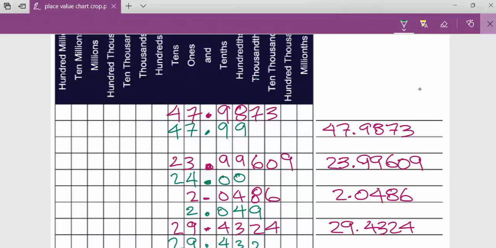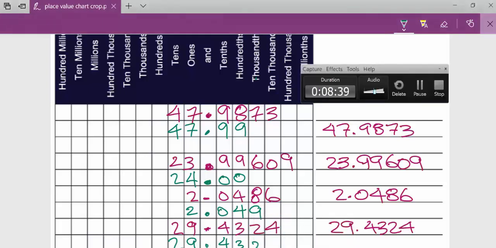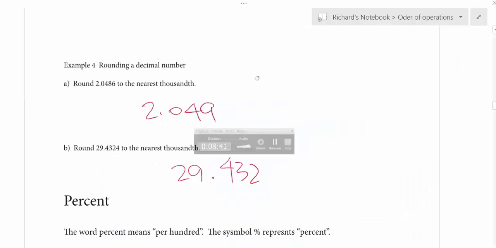So 29.432, if you were to read that, that would be the number 29 and 432 thousandths. So 29 and 432 thousandths.